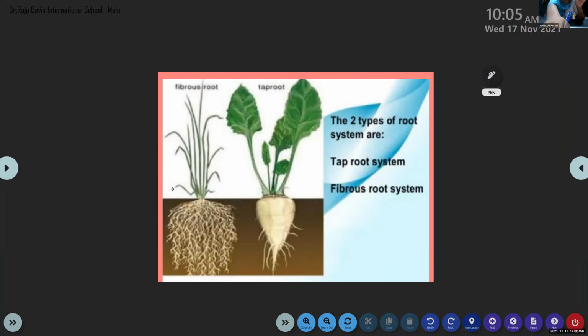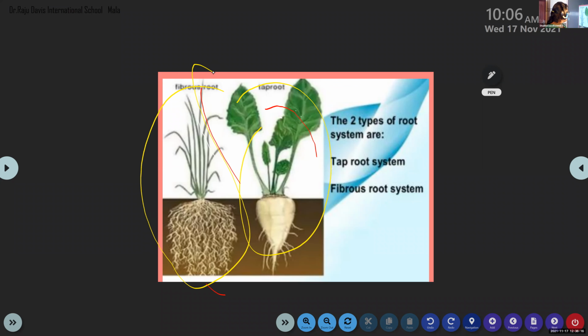Excuse me, ma'am, in this photo, which is the taproot and which is the fibrous root? Taproot is the second one, and the first one is the fibrous root system. Ma'am, can you also give the definitions of taproot, lateral root, and fibrous root? That is over. Now we are coming to the next slide. These are the two systems. After writing this point only I will give that.